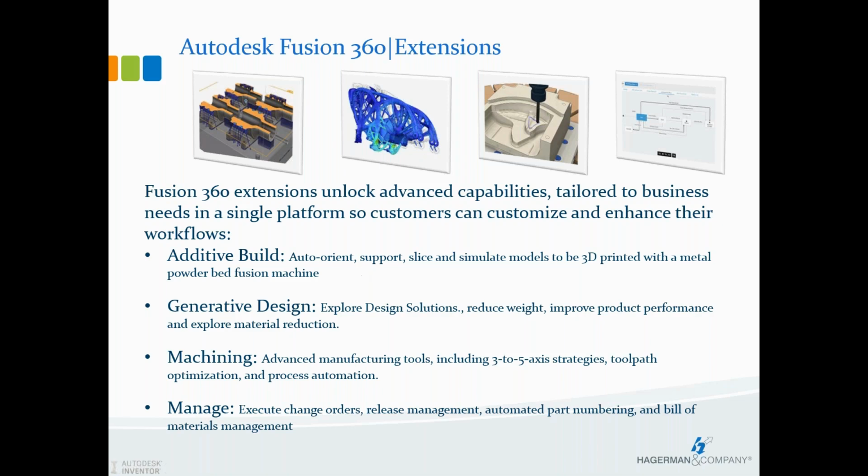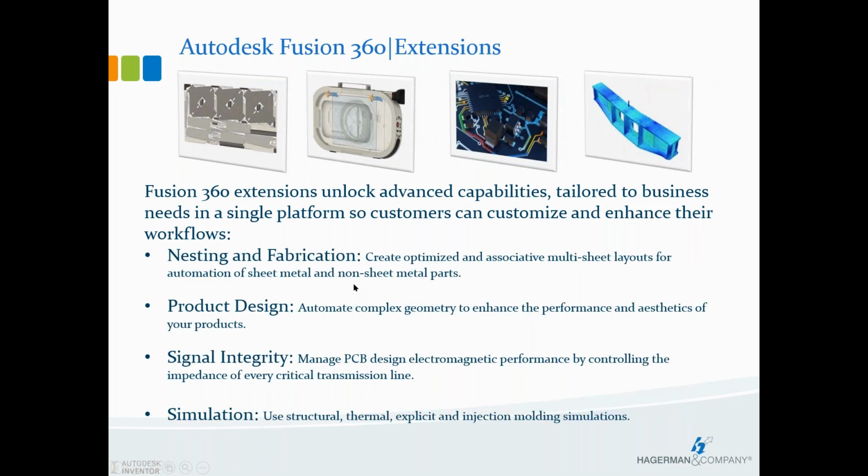The machining extension gives us advanced manufacturing tools, including 3 to 5 axis strategies, tool path optimization, and process automation. The manage extension gives us some document management controls, allows us to execute change orders, release management, automate part numbering, and we've got some bill of material management within the manage extension.